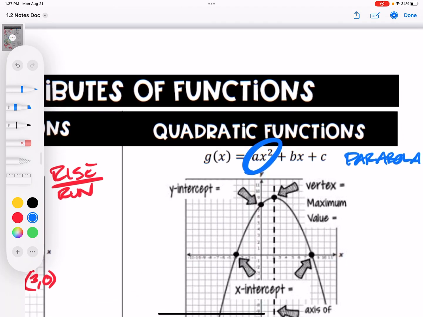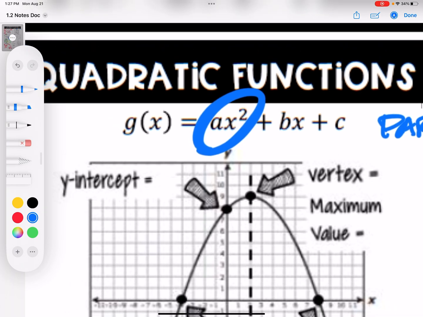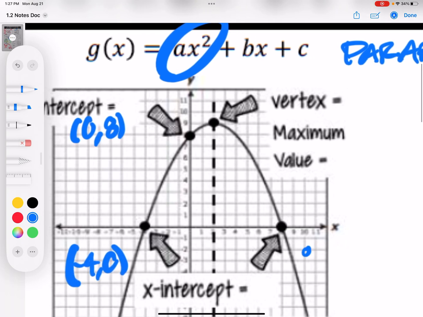Y-intercepts and x-intercepts are still the thing. It's just wherever it crosses the axis. So my y-intercept here is at 0, 8. My x-intercept, this one is at negative 4, 0. And this one is at 8, 0.